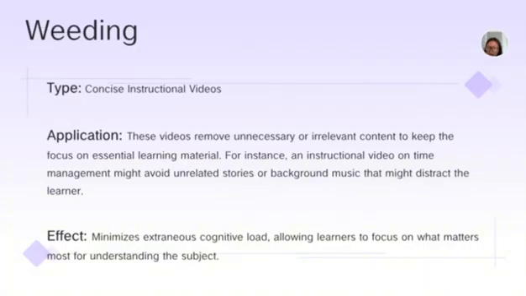Weeding involves eliminating irrelevant or distracting content. By removing unnecessary background noise, stories, or extra videos, we can ensure that learners aren't overwhelmed by too much information.